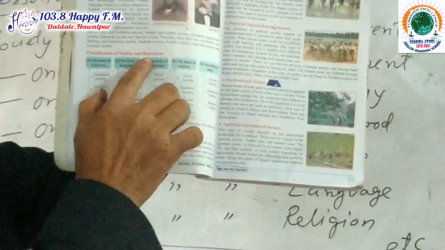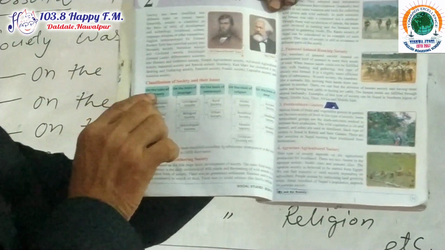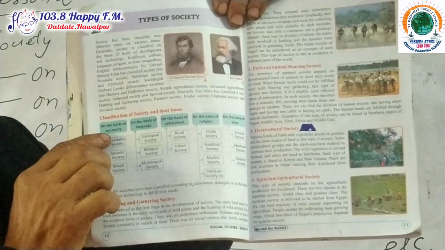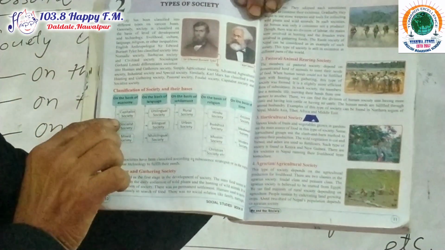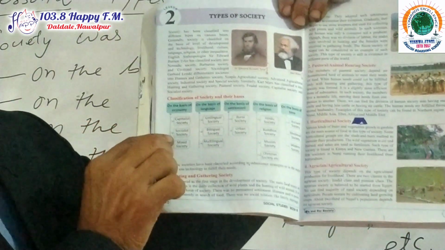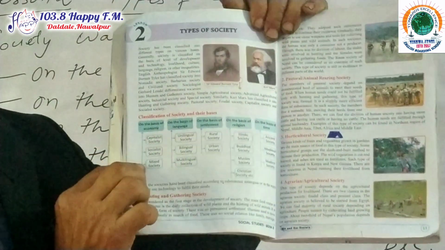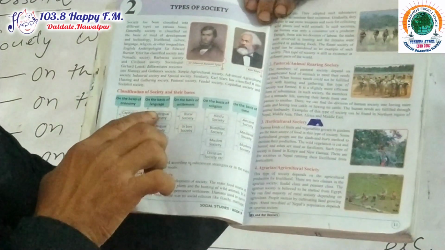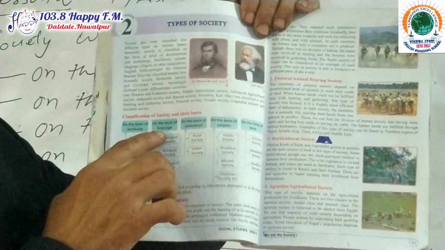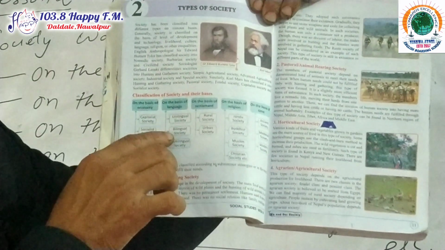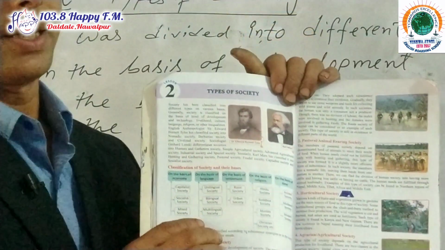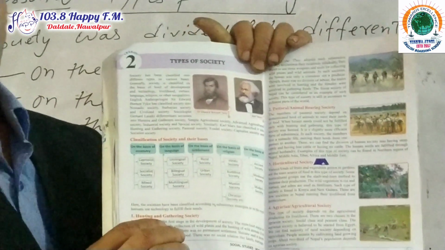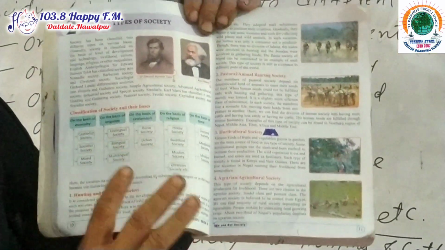Classification of society on the basis of economy. Society is divided on the basis of economy among these: capitalist society, socialist society, and mixed society. Society is also divided on the basis of language. Let's say over here, unilingual society, bilingual society, multilingual society. It's very clear: single language, dual language, or mixed language society.